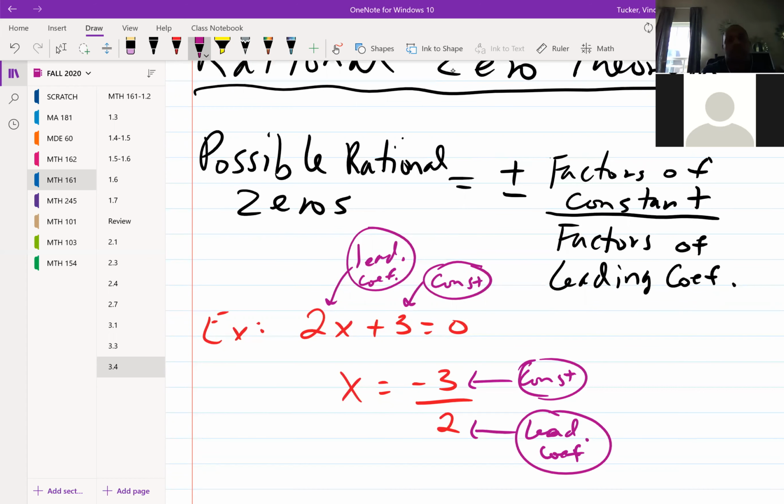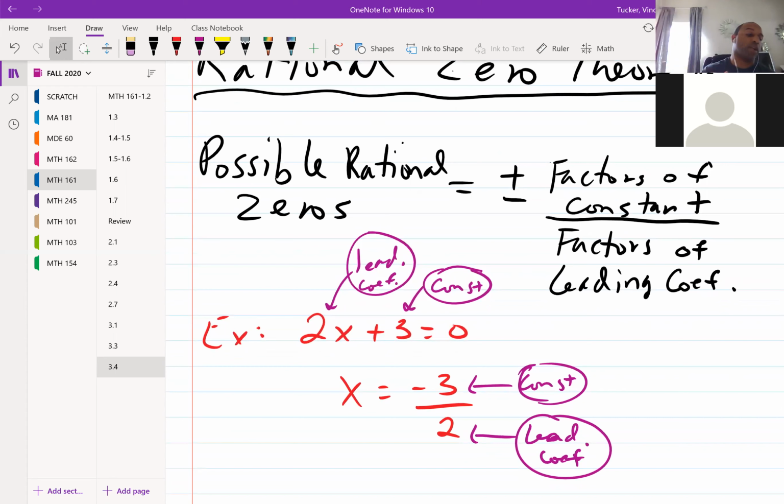So now this theorem doesn't tell us what our actual zeros are. It tells us our possible options, where we can start. Let's say we were looking to solve a very long or very involved function, we can take the factors of our constant and the factors of our leading coefficient, set them up this way. At least we know our options and we can start plugging in values.